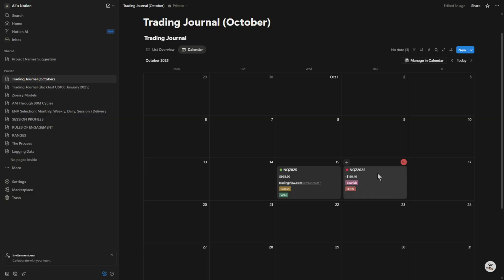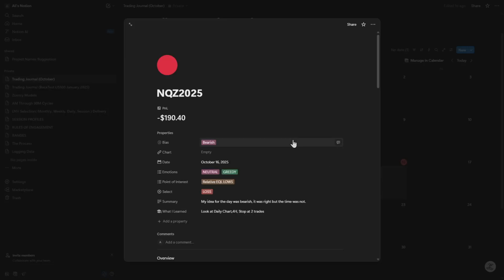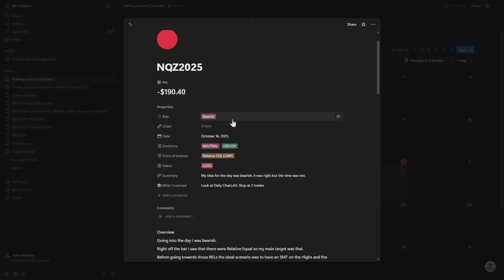So today was a losing day, minus 190. My bias was bearish. On October 16, I was mostly neutral, but the last trade was a greedy trade, which I noticed down over there. My target and point of interest was relative equal lows.